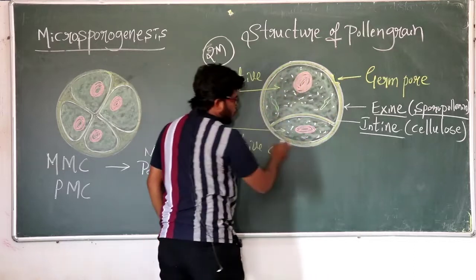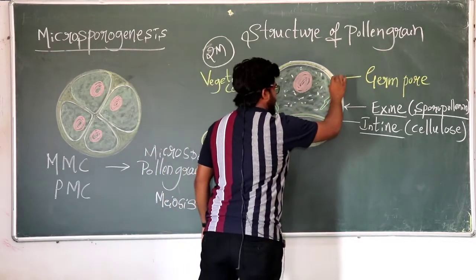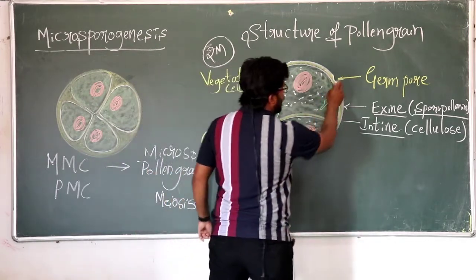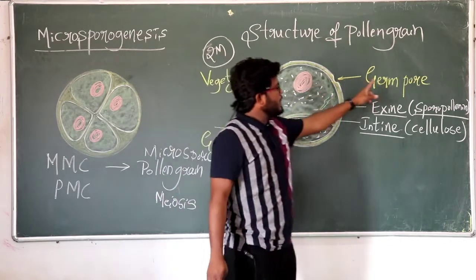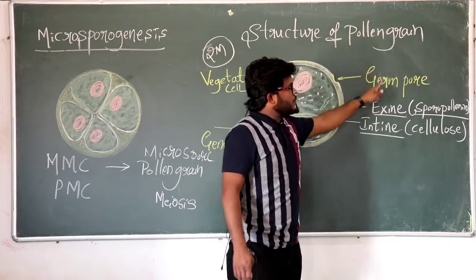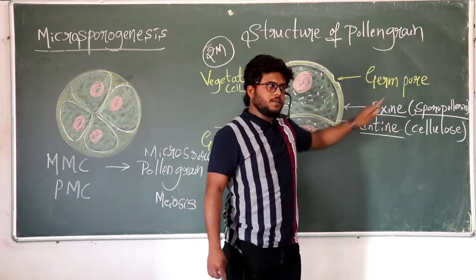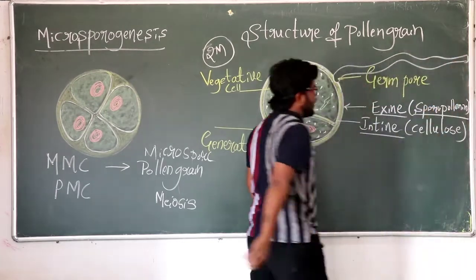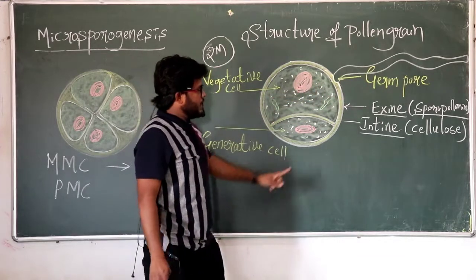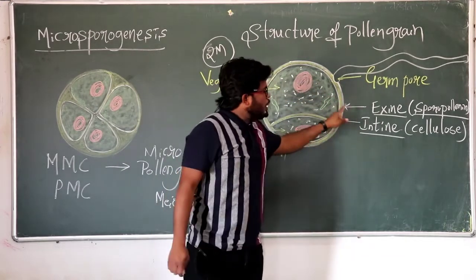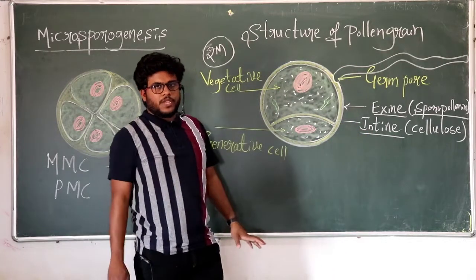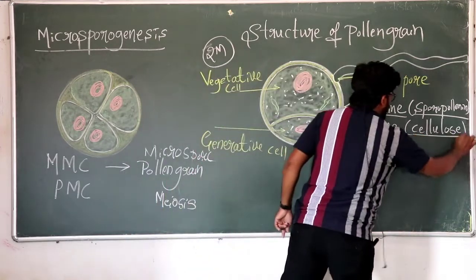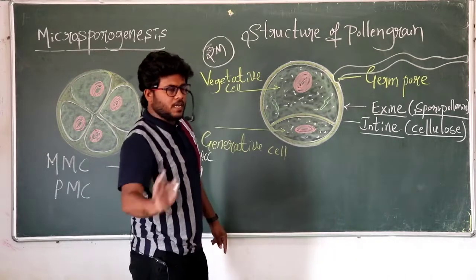The outer layer has sporopollenin, the hardest material, but at some places on the exine the sporopollenin is absent, and that forms the germ pores. These germ pores are helpful for the development of the pollen tube. You will study about it in later classes. Okay, so the next layer is the intine. The inner soft layer is the intine, which is made up of cellulose and pectin.